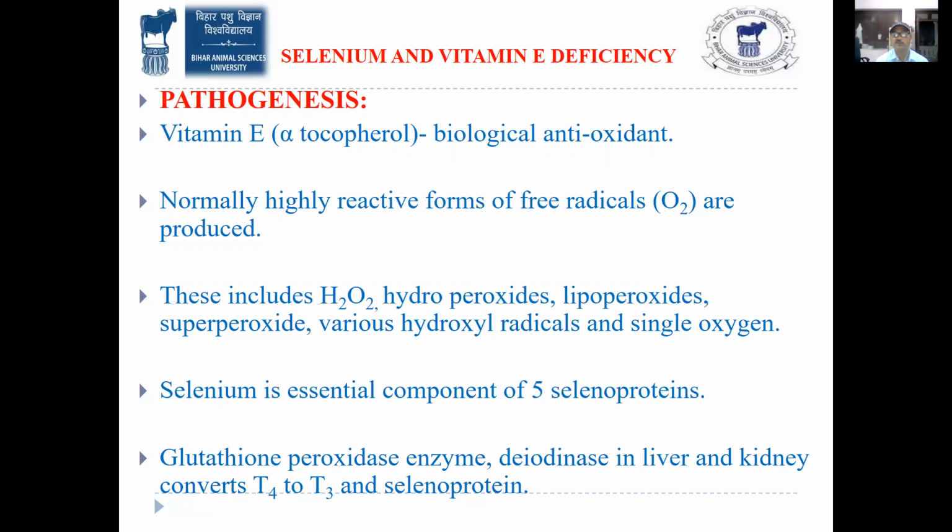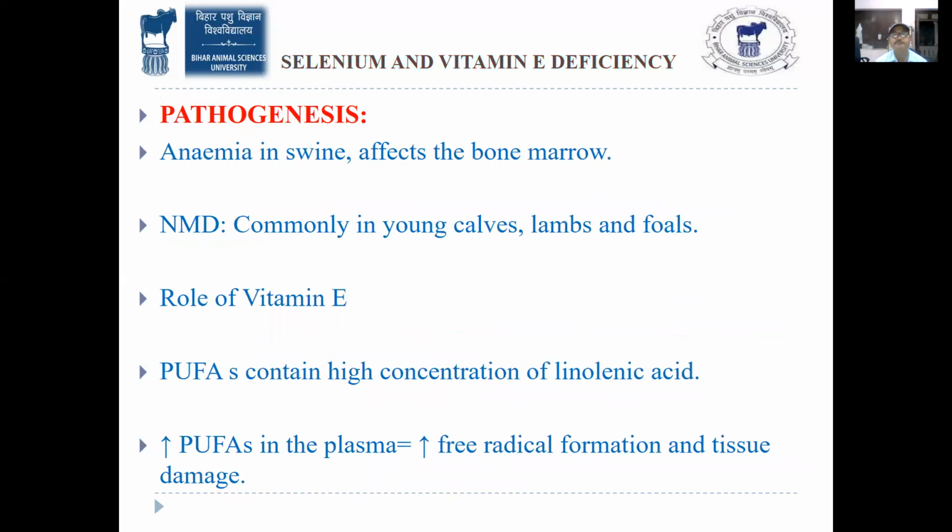Selenium is an essential component of 5 selenoproteins, the glutathione peroxidase enzyme, and deiodinase, especially in liver and kidney, which converts T4 to T3. Anemia in swine is also caused by the deficiency and affects the bone marrow. Nutritional muscular dystrophy occurs commonly in young calves, lambs, and foals.